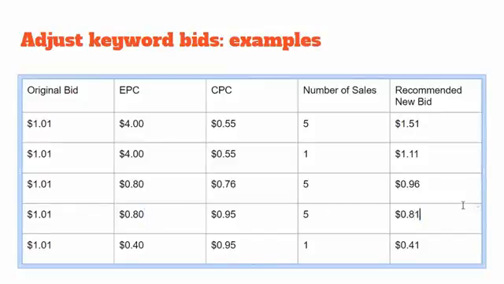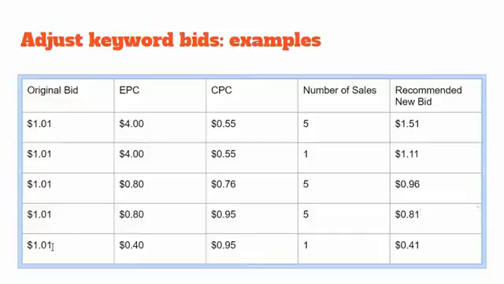But in this case, I might be willing to take a little risk, so I will make the new bid 81 cents. Hopefully, the actual CPC will be a little bit lower than 81 cents, maybe 71 or 72 cents, but at least this campaign will still be profitable. Okay, let's look at the last one.